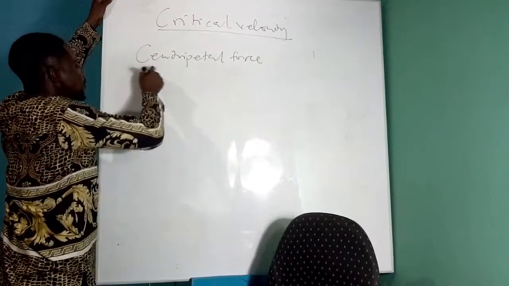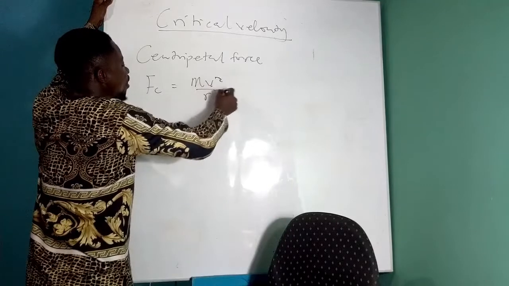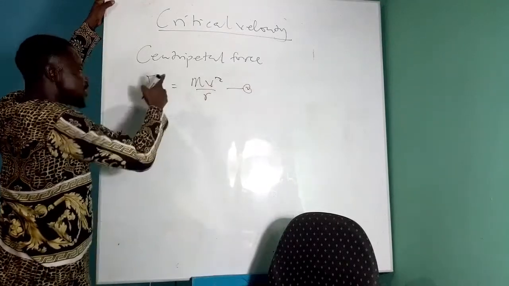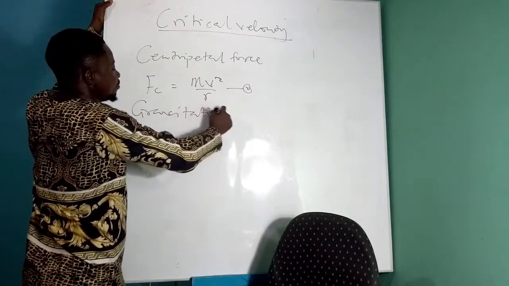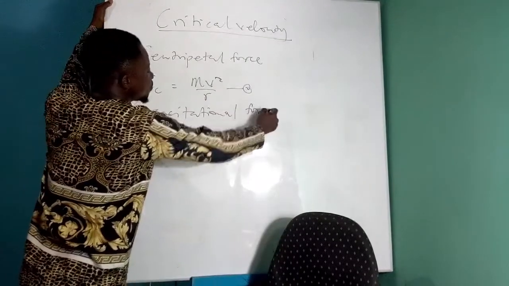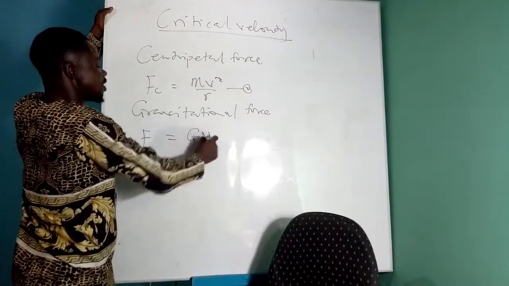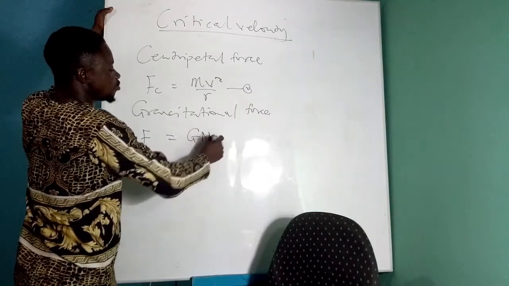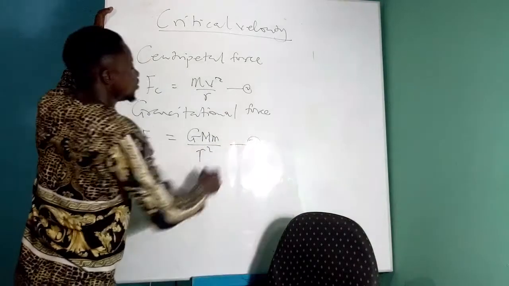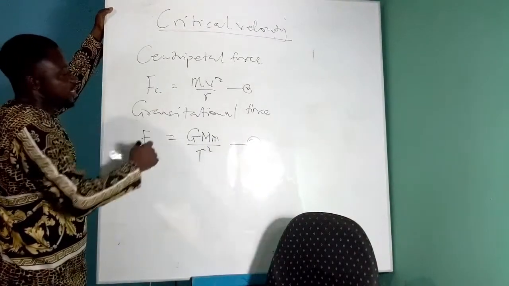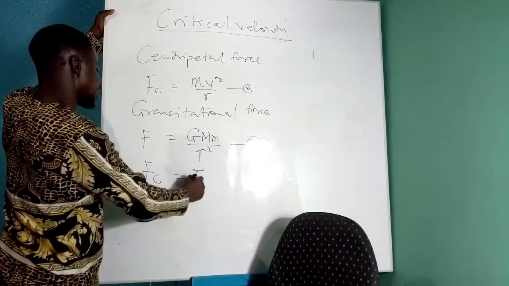To have centripetal force, Fc is equal to mv squared over r. Let's call this equation 1. But the centripetal force is made possible by gravitational force between the satellite and the Earth. So that gravitational force, F, is equal to G, capital M mass of the Earth, small m mass of the satellite, divided by r squared. So in order for the satellite not to escape, the centripetal force must be equal to the gravitational force, F.